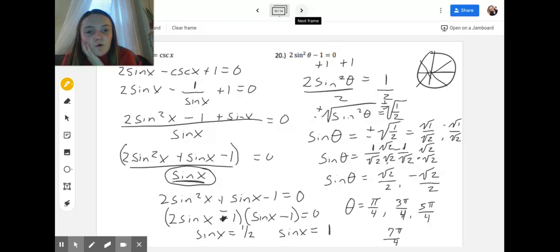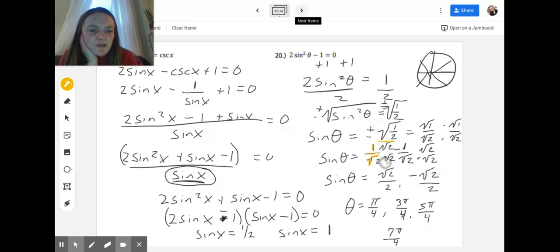move 1 over, and then I divide it by 2. In order to undo a square, I took the square root, plus or minus on both sides. So I got sine of theta is equal to the plus or minus square root of a half, which is the same thing as the square root of 1 over square root of 2, and negative square root of 1 over square root of 2. Square root of 1 is 1, and so what I end up getting is 1 over the square root of 2, except I don't know what that is on my unit circle.